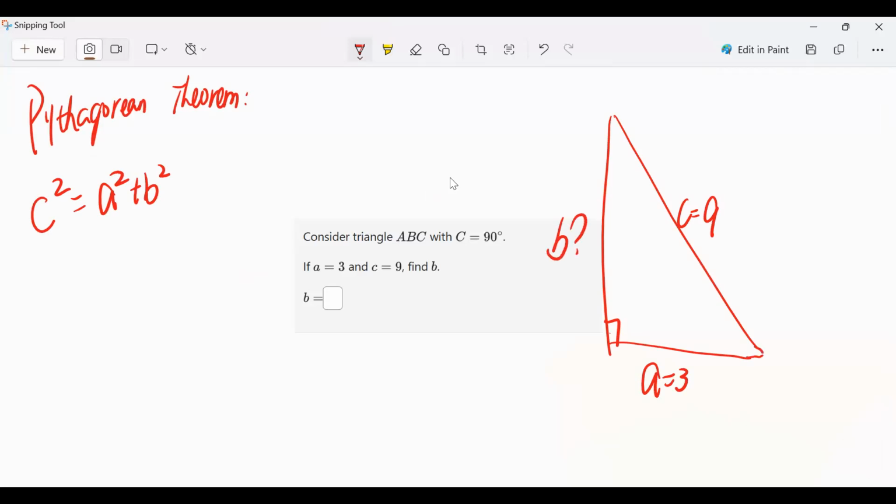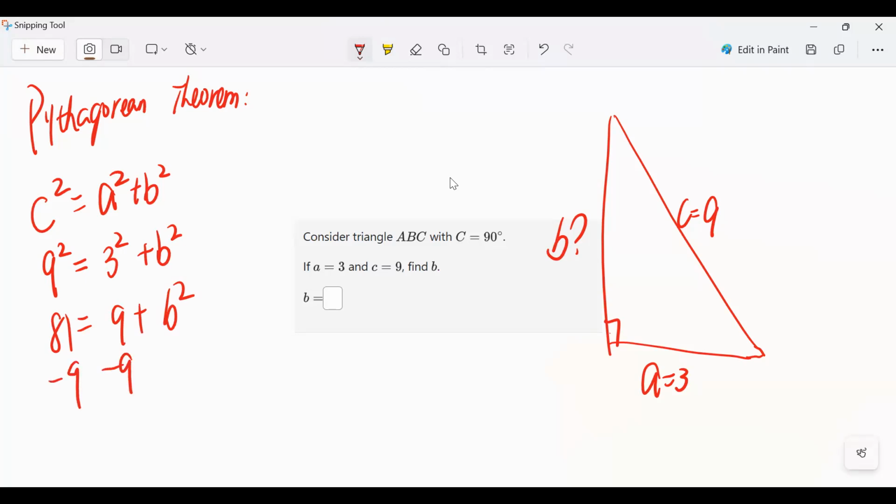As soon as it's a right triangle, the Pythagorean theorem applies. Now here you replace C with 9: 9 squared equals 3 squared plus B squared. 9 squared is 81, equals 9 plus B squared. I subtract 9 from both sides of the equation, and B squared equals 72. So B equals the square root of 72.